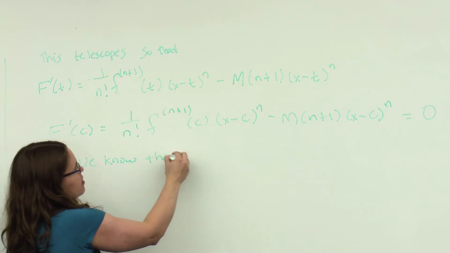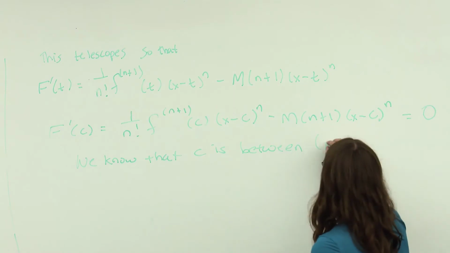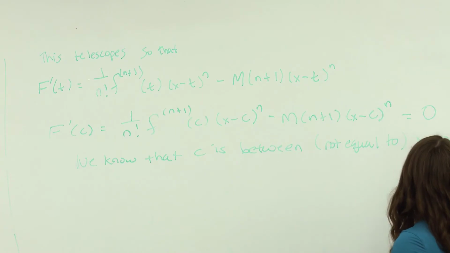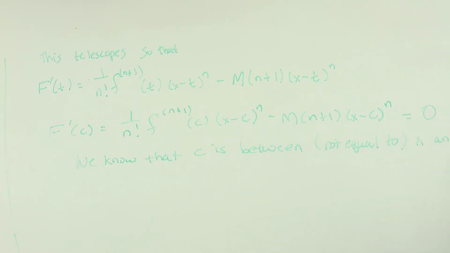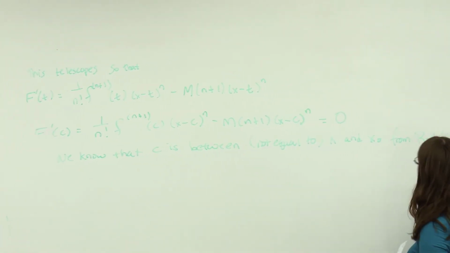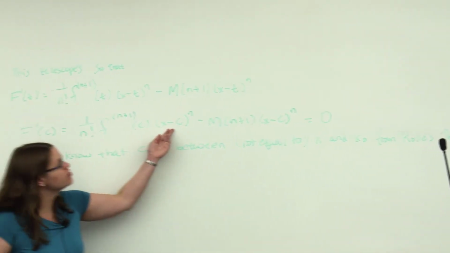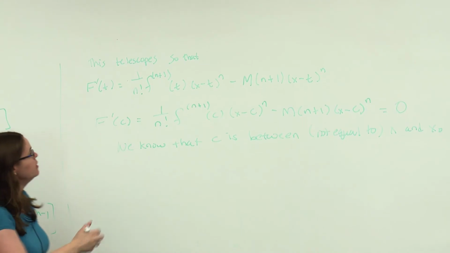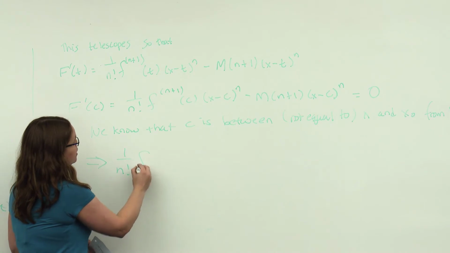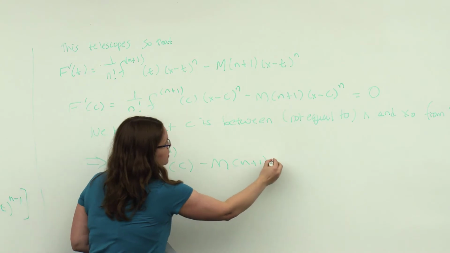So we know that c is between, and not equal to, x and x naught. This came out of Rolle's theorem. And that means I can divide out this (x minus c) to the n. So this and this I can divide all the way through. And what do I get? I get that 1 over n factorial f^(n+1) of c minus m(n plus 1) is equal to 0.